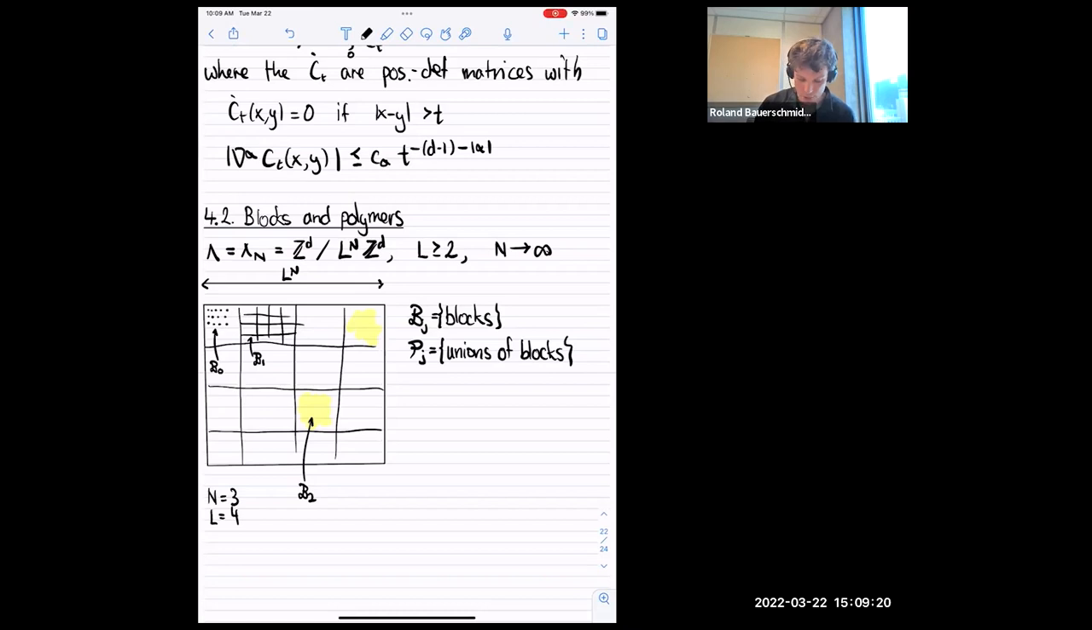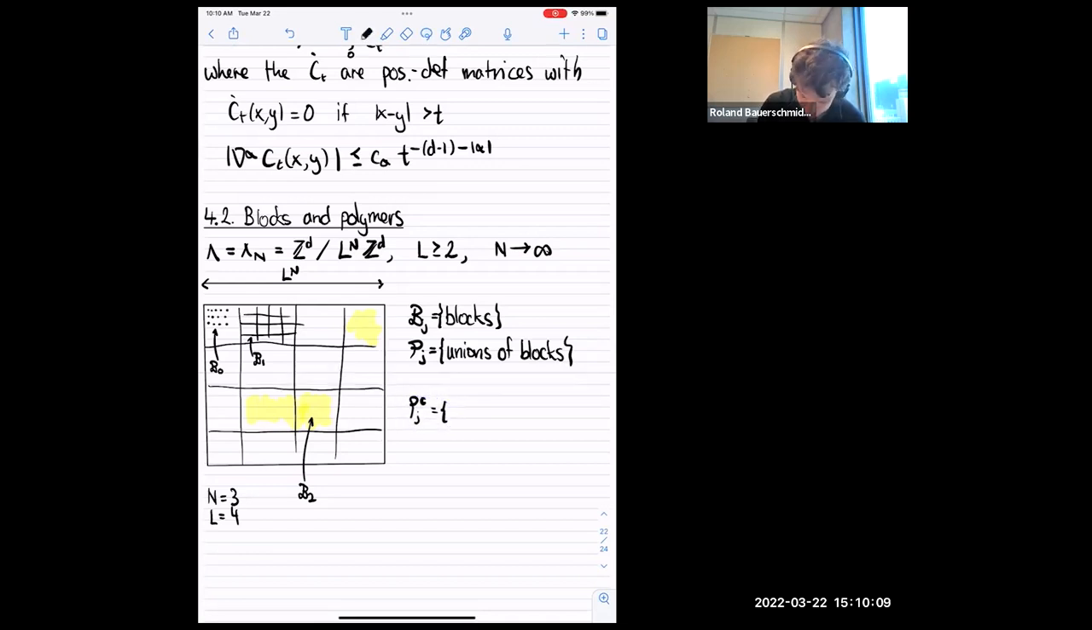At the correct scale J. So for example, the two yellow blocks I drew together would form a polymer, or each block is also a polymer, or this yellow region would be a polymer, in this case in P2. So it's just unions of blocks. In particular, these polymers are allowed to be disconnected. But connected polymers will play an important role. So there's going to be another symbol, P_J connected, for connected polymers.